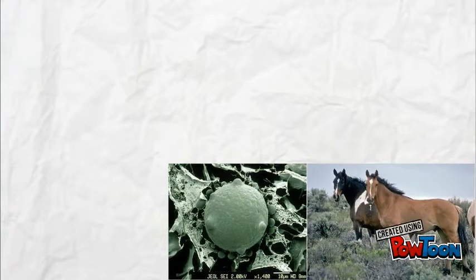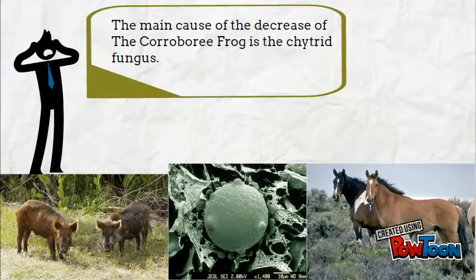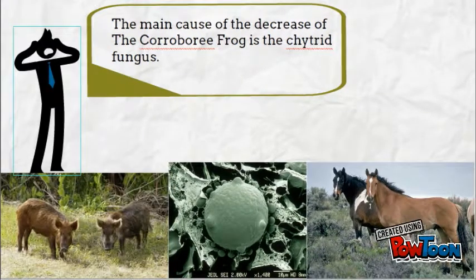Why is the corroboree frog declining in population? The main reason that the corroboree frog is declining in population is because of the chytrid fungus. The chytrid fungus is a disease which has decimated frogs' population globally. The fungus is spread through the water or direct contact with other frogs.